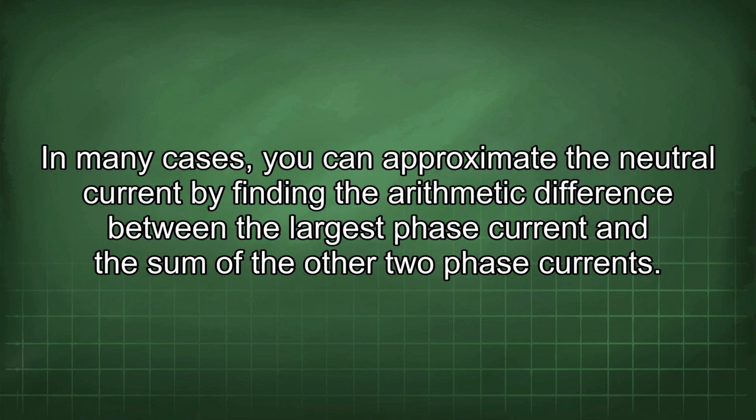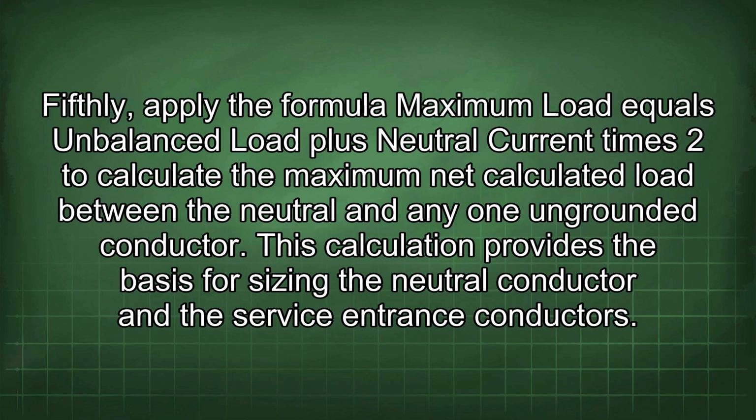In many cases, you can approximate the neutral current by finding the arithmetic difference between the largest phase current and the sum of the other two phase currents. Fifthly, apply the formula maximum load equals unbalanced load plus neutral current times 2 to calculate the maximum net calculated load between the neutral and any one ungrounded conductor. This calculation provides the basis for sizing the neutral conductor and the service entrance conductors.